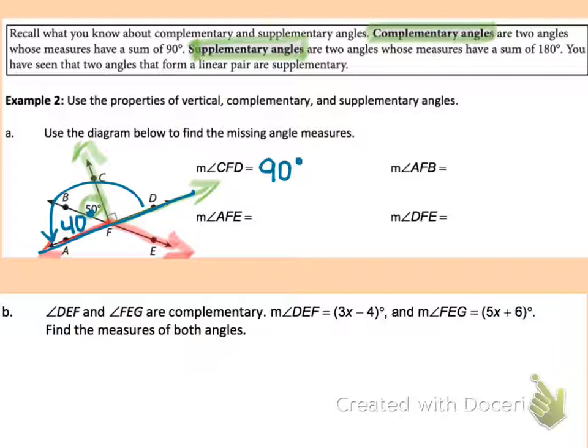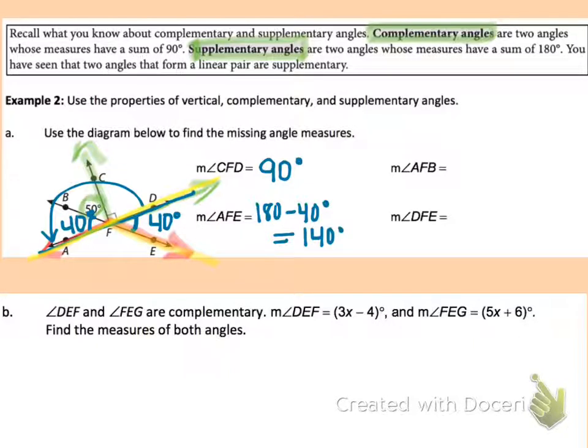Well, then this angle right here and this angle right here are vertical angles. So we know that this angle over here has to be 40. And then because we can tell that AFE, which is what I'm trying to find, and this angle that I just said was 40 make a linear pair, they must be supplementary. And that means that AFE must be 180 minus 40, which is 140 degrees.